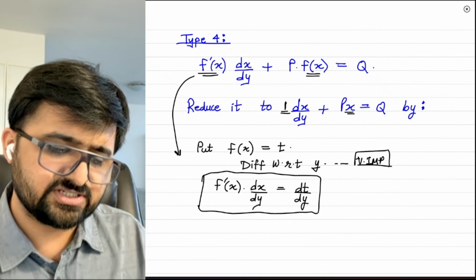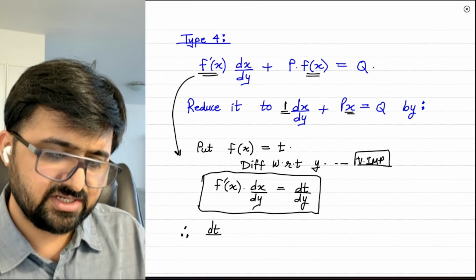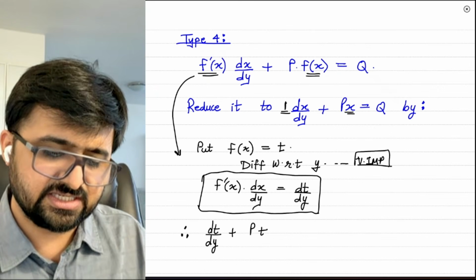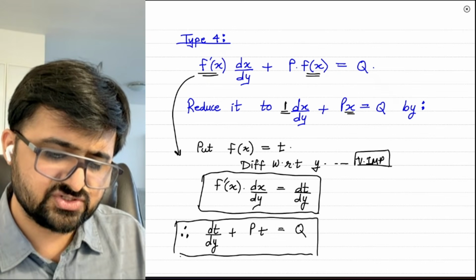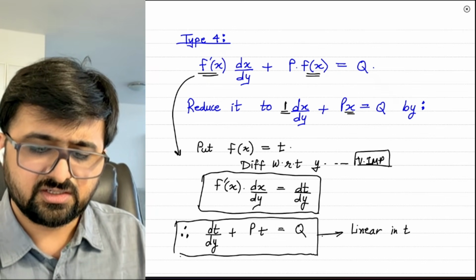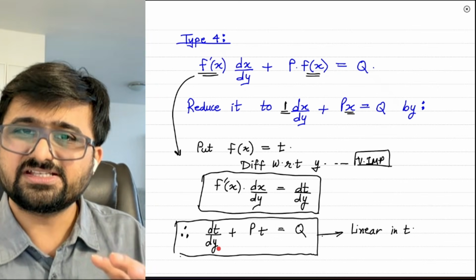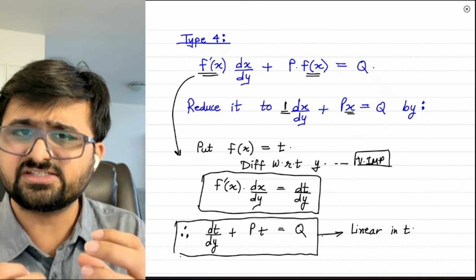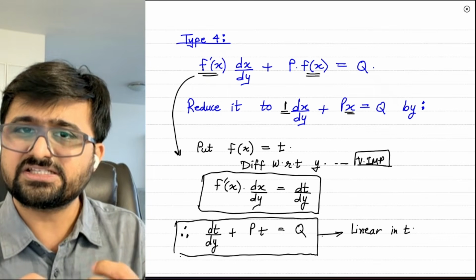Now we can make that substitution in this equation, and therefore we get dt by dy plus p into t, because f(x) is now t, is equal to q. Now remember that this is a linear differential equation in t, because t is your dependent variable now and y is your independent variable. It is always helpful to look at it as dependent variable and independent variable rather than just looking at it as x and y. Always call it dependent and independent. That will just make your life so easy.